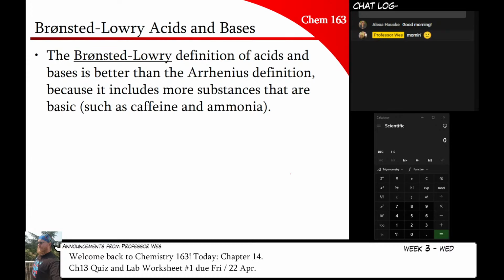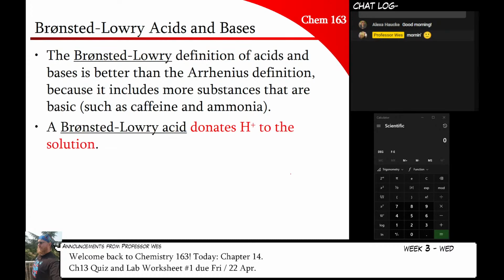So Bronsted-Lowry is a more complex definition, just slightly, but it is much, much more feature complete in determining bases. Acids are actually very easy to determine. They follow the same rule. However, we have written the language a little bit differently. Instead of dissociating into two pieces, one of which is H+, we're going to write it this way. A Bronsted-Lowry acid donates H+ to the solution. So I am an acid, I have H+, here you go, it's yours. I have donated it to the solution.